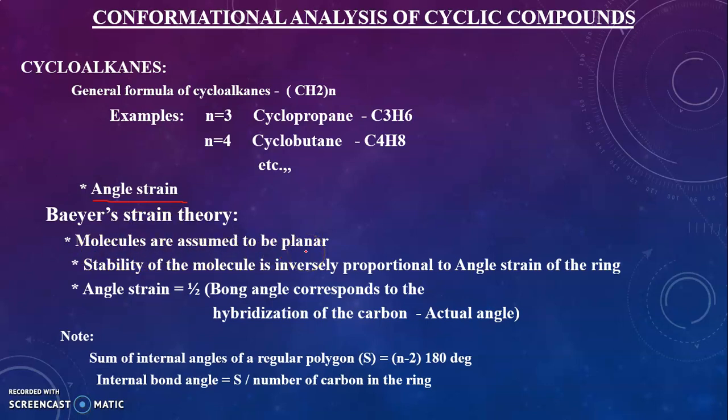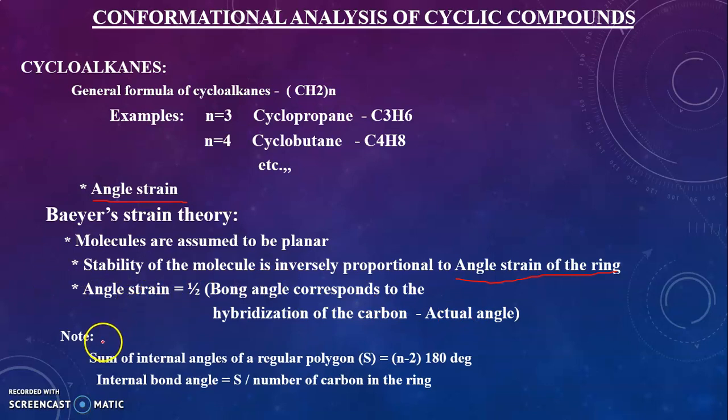So cyclopropane, cyclobutane, cyclopentane, all the molecules are assumed to be planar. Then stability of the molecule is inversely proportional to the angle strain of the ring. If angle strain increases, stability of the molecule will decrease. Then what is angle strain? Angle strain is nothing but half into the difference between the bond angle corresponding to the hybridization of the carbon and the actual angle present in the molecule.